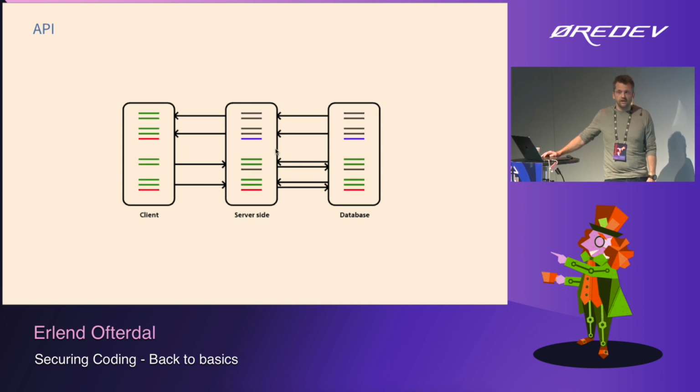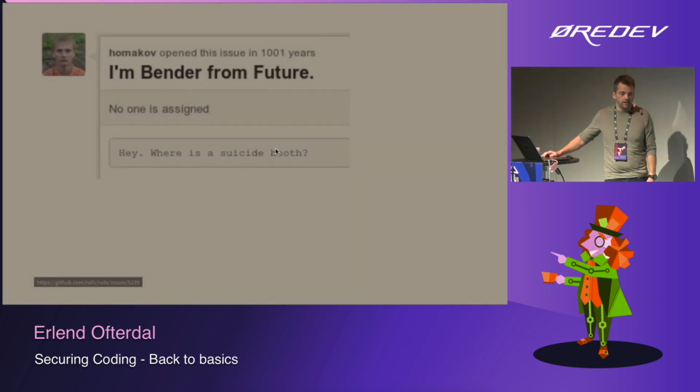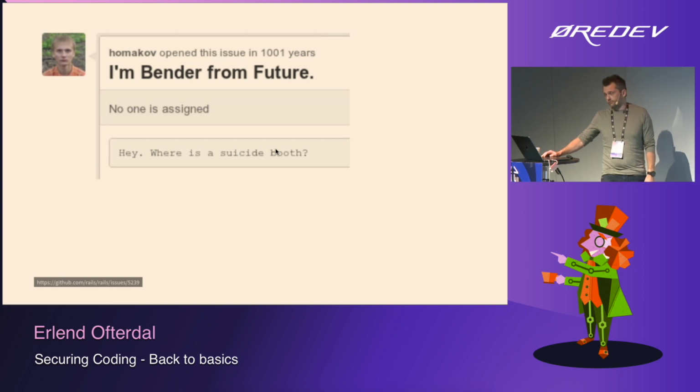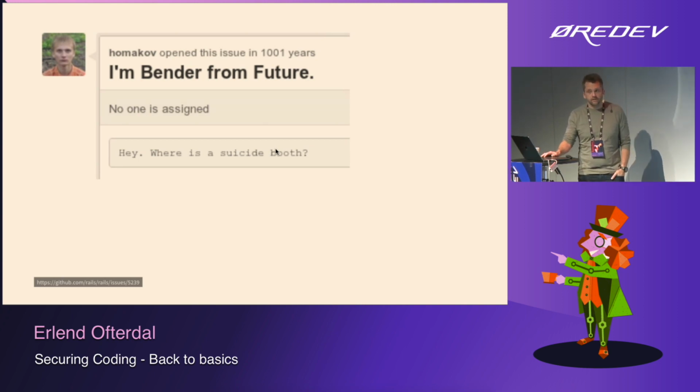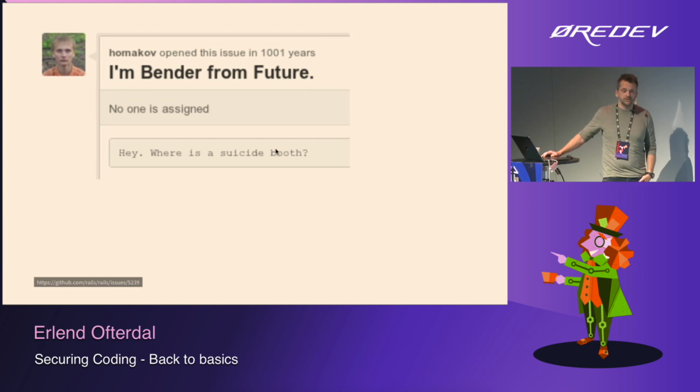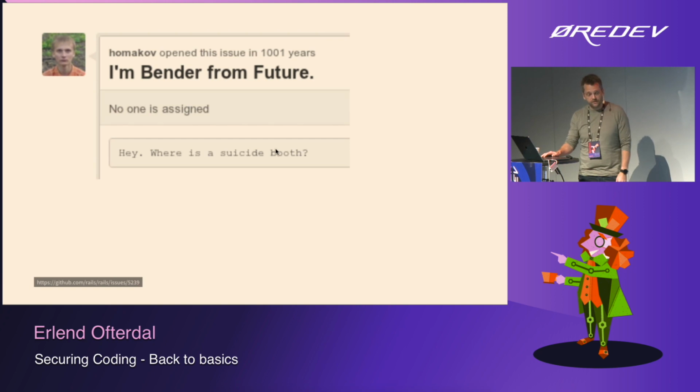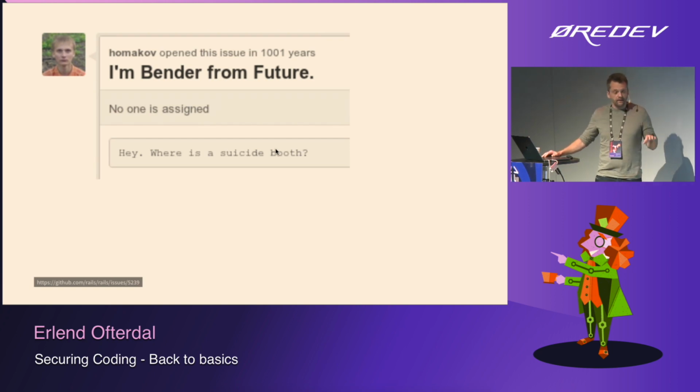This is a bug class called mass assignment. And this is a guy called Egor Homakov. He created a GitHub issue that was 1,001 years into the future. Because what he did was he overwrote the created at field when he was editing a bug. So he could set that to anything he wanted to. And you should really look this up on GitHub because this thread is super funny.